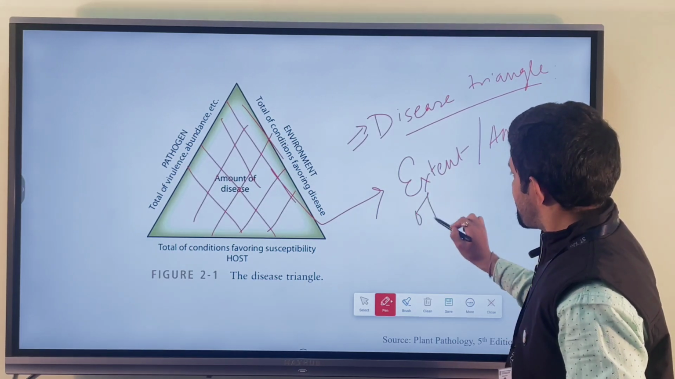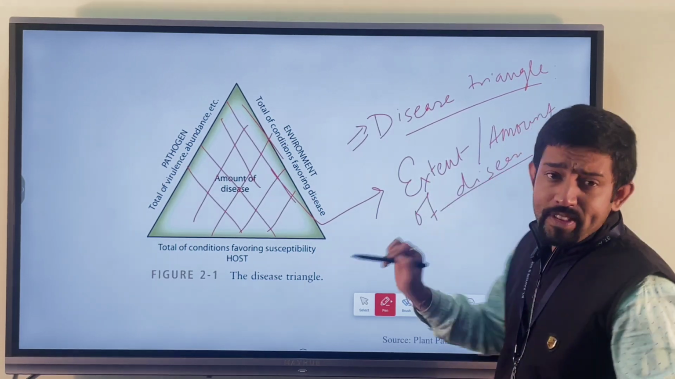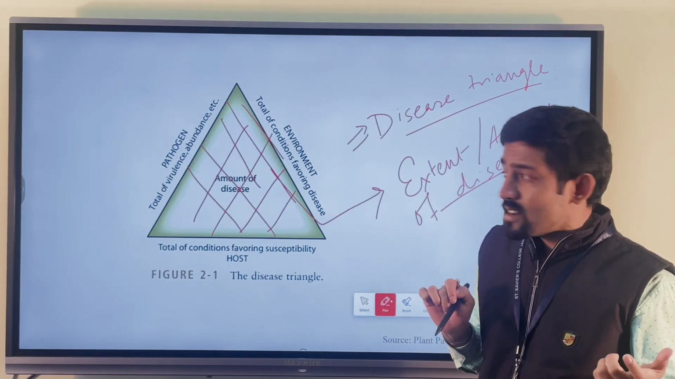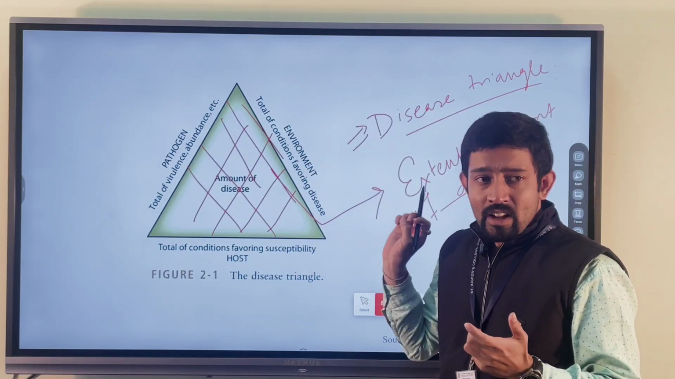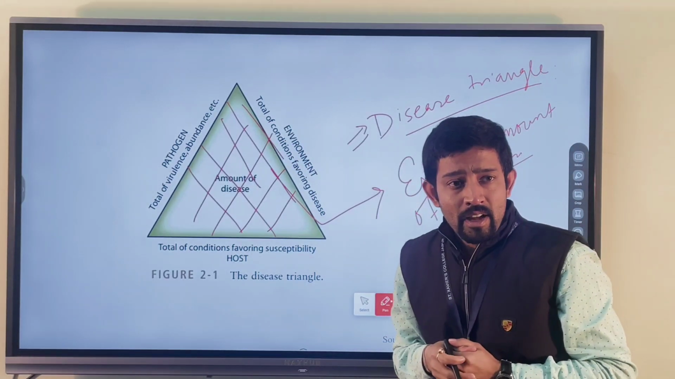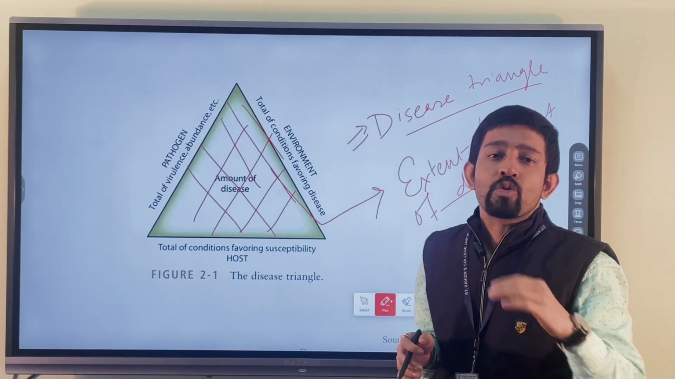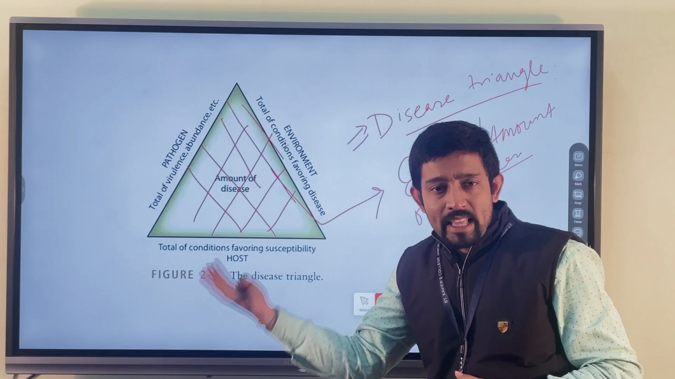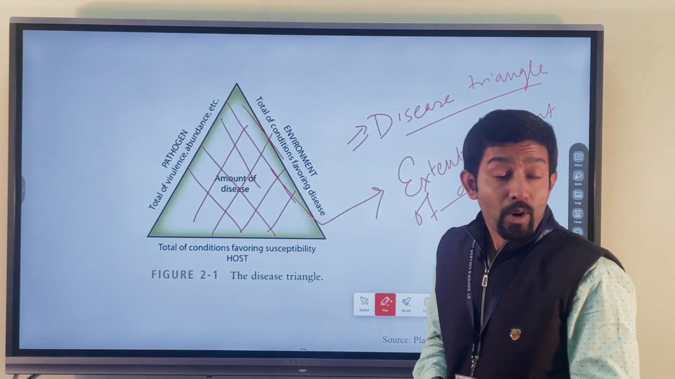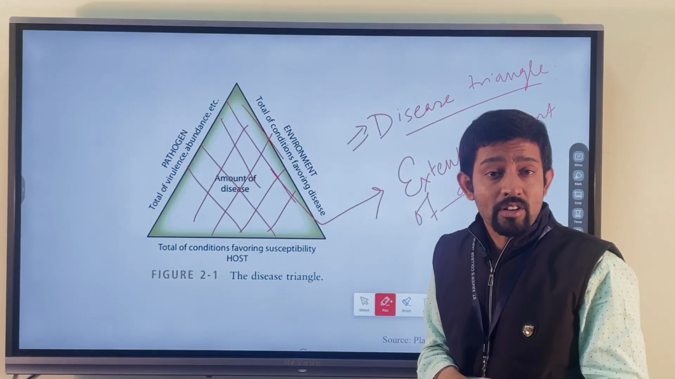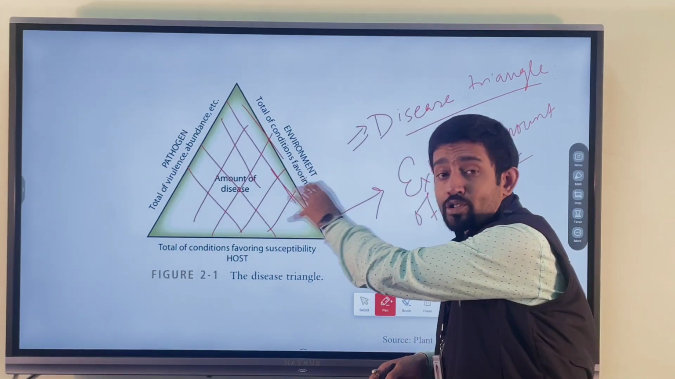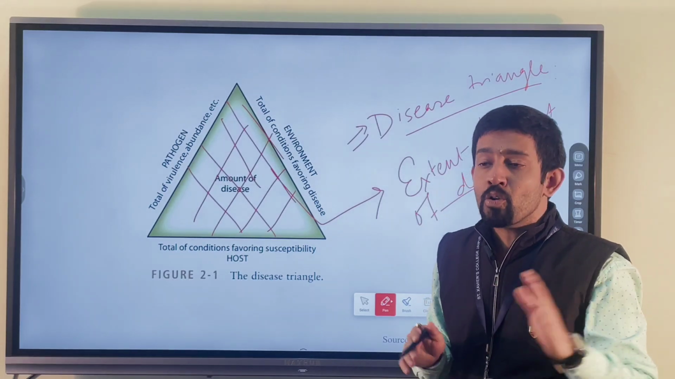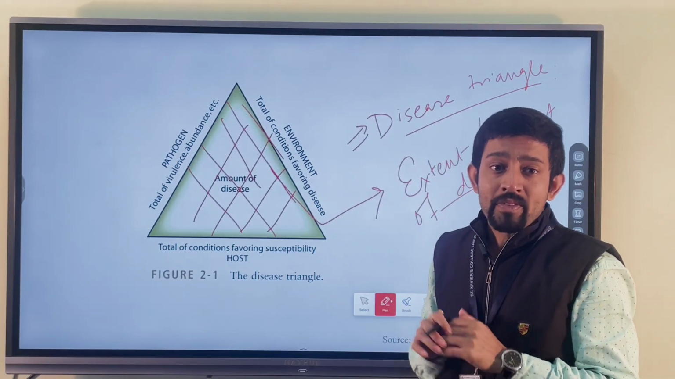Now my question: if the host is resistant or if the host is absent, then only the pathogen and the environmental condition are present, and finally no triangle will be formed. If the pathogen is avirulent or the pathogen is absent, and only the proper host and proper environmental conditions are present, then no triangle will be formed. And finally, if only the environmental condition is present, with no host or pathogen, no disease triangle will be formed.